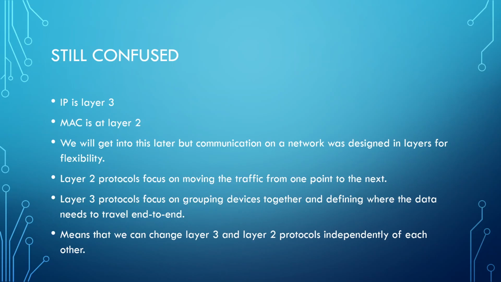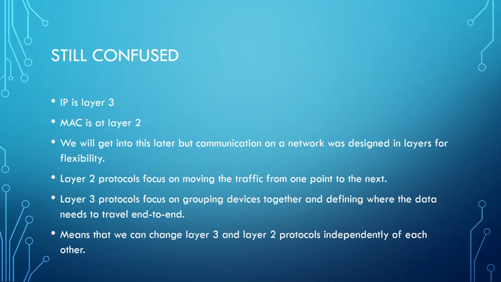Similar with layer 3 protocols, in this example IP, we can give that data a source and destination IP address, so where it's coming from and where it's going to. But if we don't use the MAC address to move it from point A to point B within the same network, the traffic's not going to go anywhere. Essentially, the MAC address defines, okay, this data is now in this network, where do I need to go to next to reach this final destination?